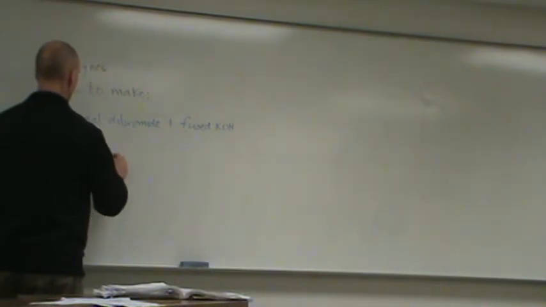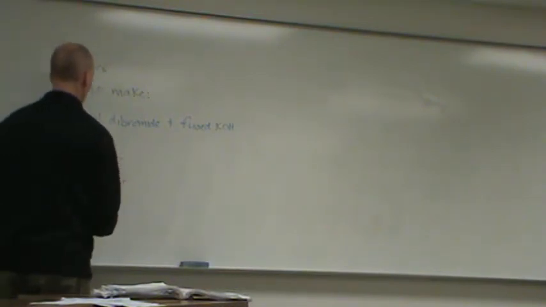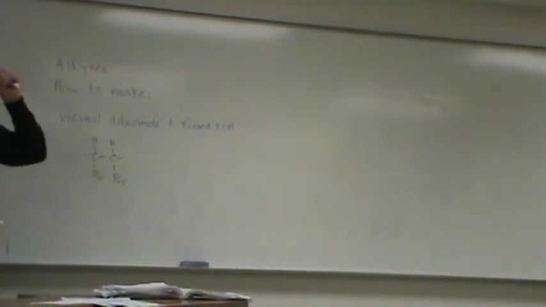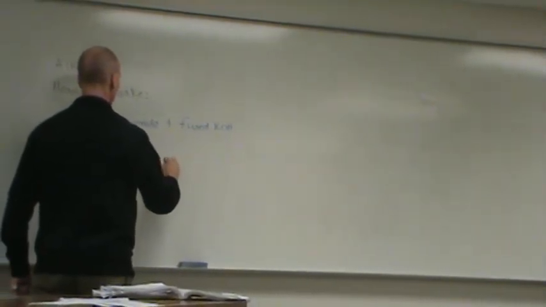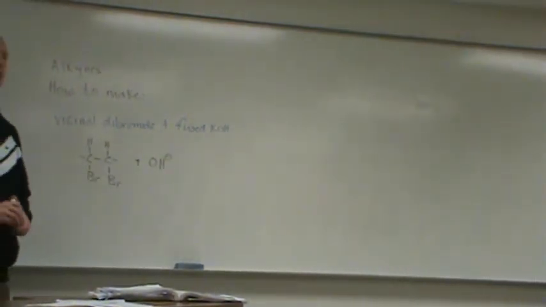So a vicinal dibromide, remember, is this setup here. Remember that vicinal means neighbors, so the two bromines are on neighboring carbons. And we're reacting this with fused KOH, which basically acts as OH minus.